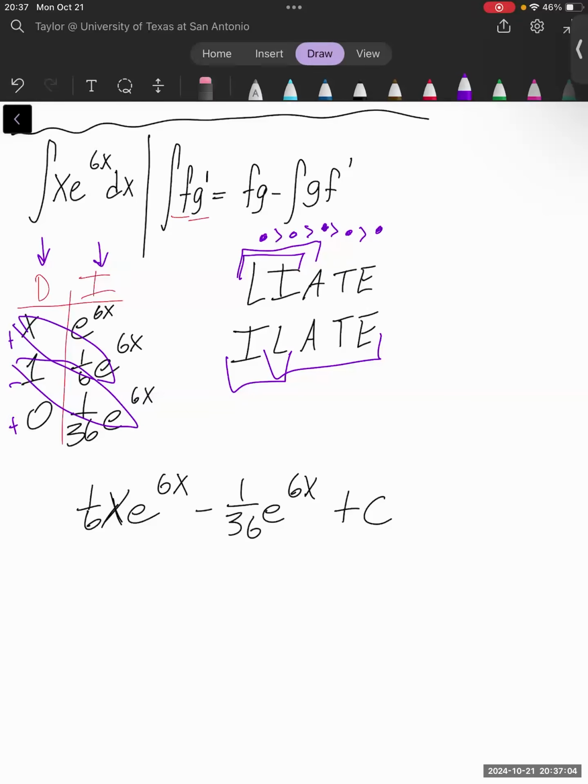So the reasoning that I used to determine my D here was that it was an algebraic term. So I put it there in the D column versus my exponential term, which takes the lower end of the priority here. So we know that it was going to go in here.